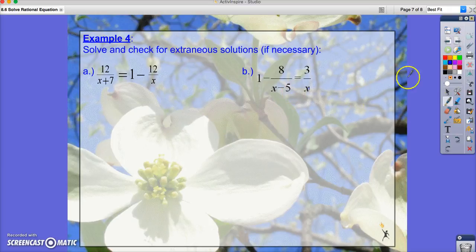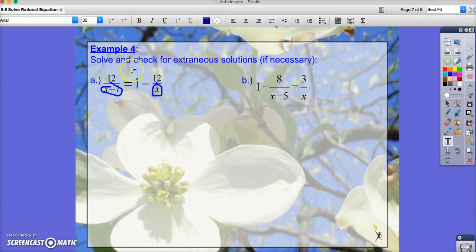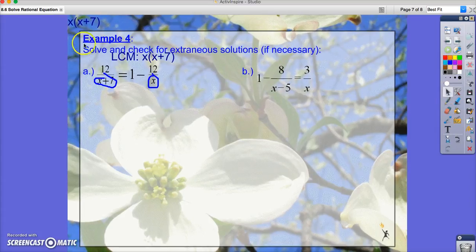All right, so let's do the same thing here. Not going to talk too much. Same idea. You might want to pause the video and try some of these. Circle your little denominators. Your LCM is x plus 7. So now I'm going to multiply everything up top by x plus 7, every little numerator, to get my denominators to cancel out.